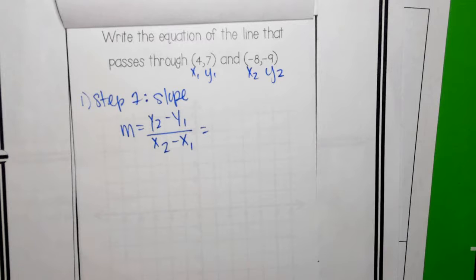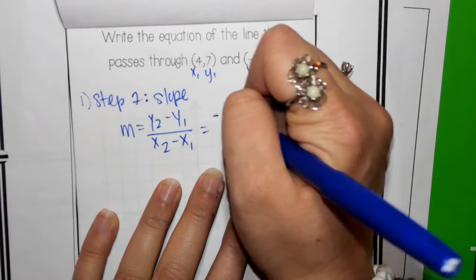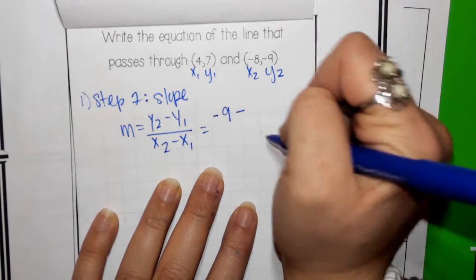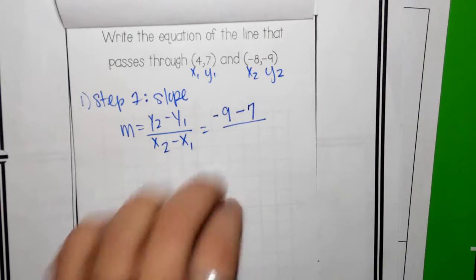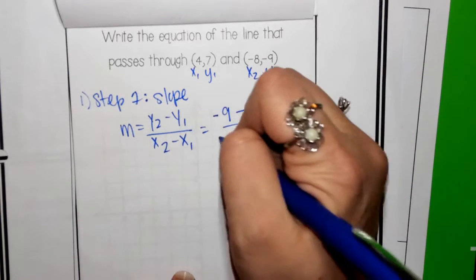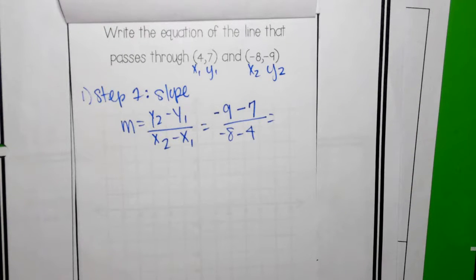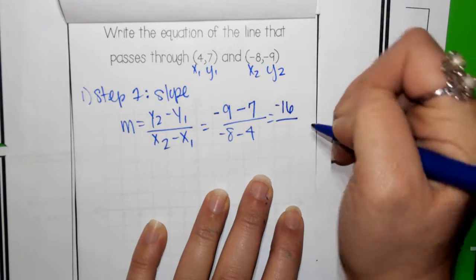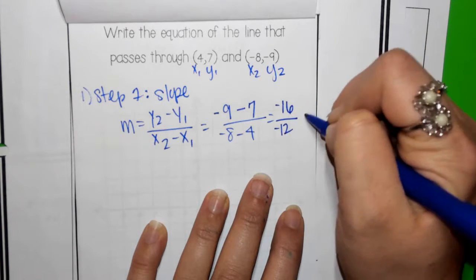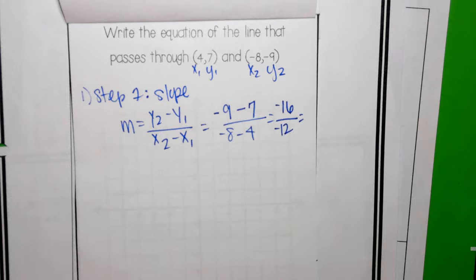Okay. All right, so what is y2, Tater Tots? Y2 was negative 9. All right, so we would do negative 9 minus what? Negative 7. Minus 7, okay? And then what's x2? Negative 8. Minus? 4. Okay, awesome. So all we did was we plugged in our points. Now, who can tell me what negative 9 minus 7 is? Negative 16. And what's negative 8 minus 4? Negative 12. Now, remember, we reduce fractions. We don't turn it into a mixed number. Now, stop. 2 negatives make a what? Positive.